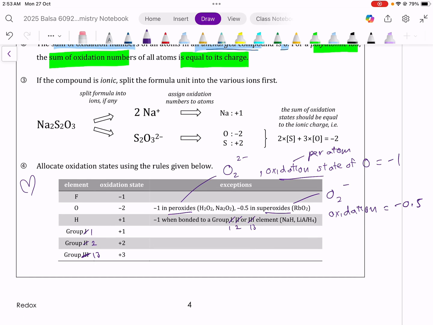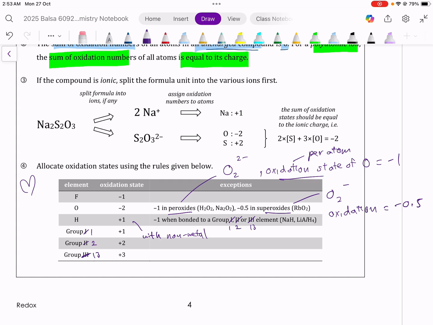Then hydrogen is a bit special. Most of the time it's +1 when it is with a non-metal.